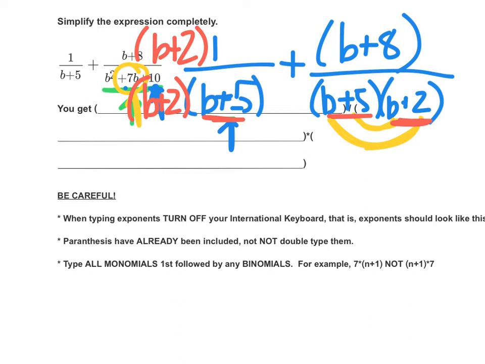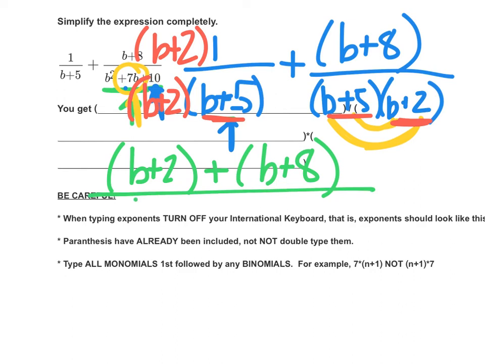So I'm going to rewrite this problem. I'm going to put the b plus 2 on the top. And it says plus, in parentheses, b plus 8, all over the same denominator, so I'm just going to rewrite it as 1 of the b plus 2 and 1 of the b plus 5s because they're identical.